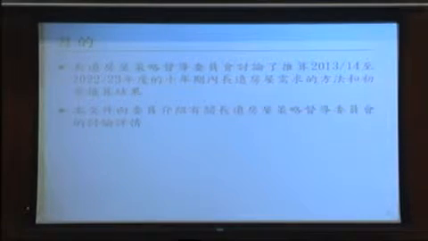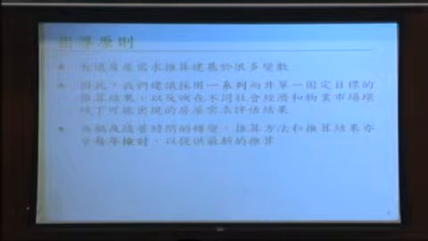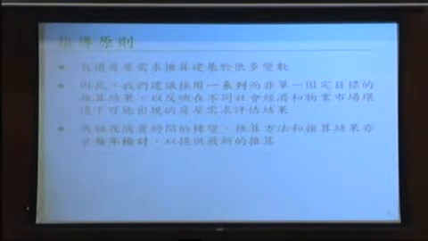Now, the objective of this paper is to brief members on the discussions of the LTHS Steering Committee for projecting the long-term housing demand for the 10-year period from 2013-14 to 2022-23 and the preliminary projection results.